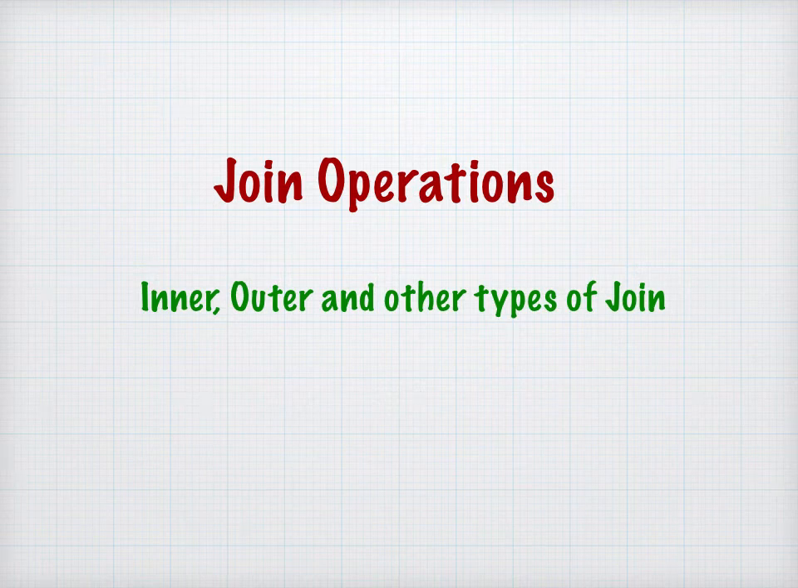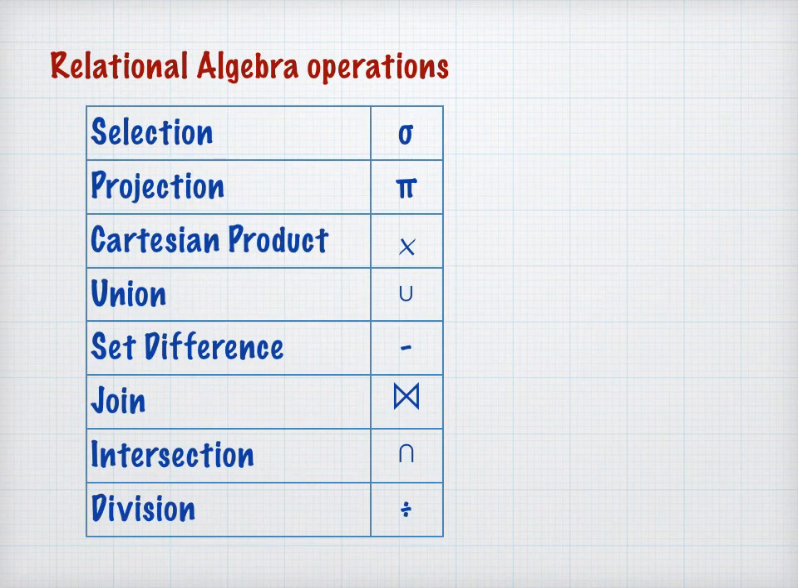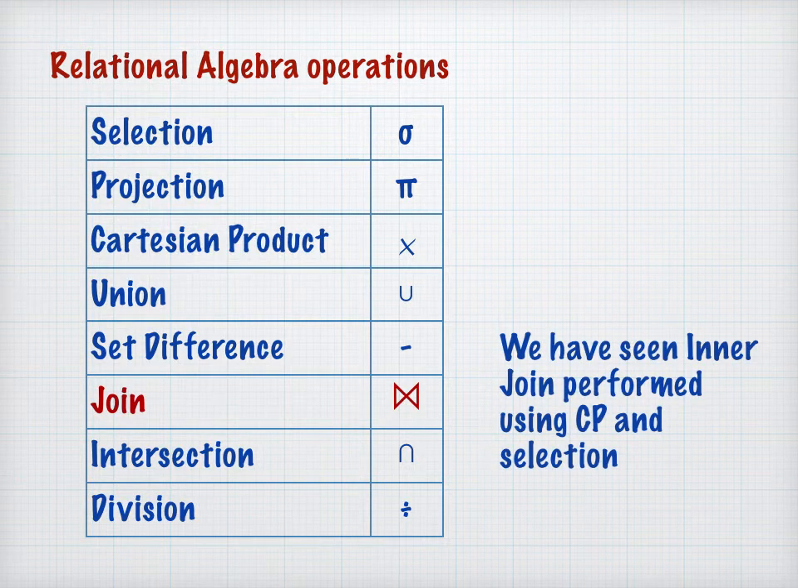So this presentation is on inner and outer joins and what the differences are between those. Previously we've looked at various relational algebra operations, including selection, projection and Cartesian product, things like that. And the way that we've done inner joins is to use a Cartesian product and a selection.